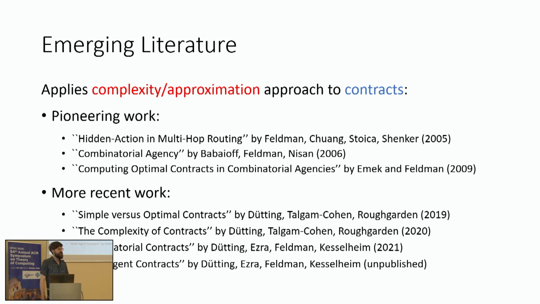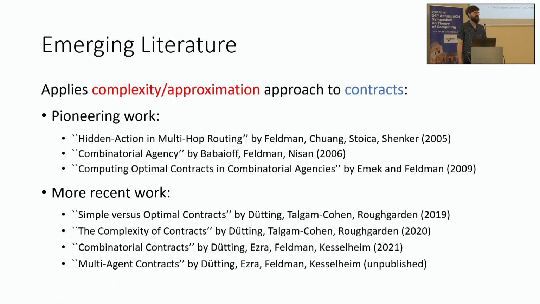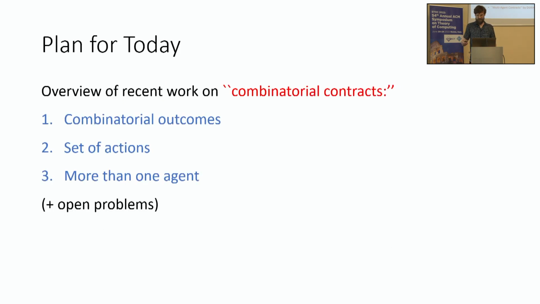Okay, and indeed, there's some emergent literature which takes this complexity and approximation approach, which was very successfully applied in algorithmic mechanism design, and applies this to contracts. I've split this up here into earlier work, which happened around 2005-06. Inbal already mentioned this very nice paper by Babaioff, Feldman, and Nisan on combinatorial agency. And there's also some recent work to which I've contributed, and which I will cover in part in this talk. The plan for the second half is to talk about this recent emergent work on combinatorial contracts, highlight connections to combinatorial optimization problems, and how it puts a spotlight on structure which is maybe otherwise not visible.